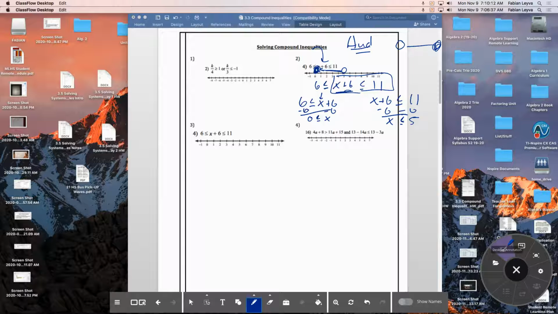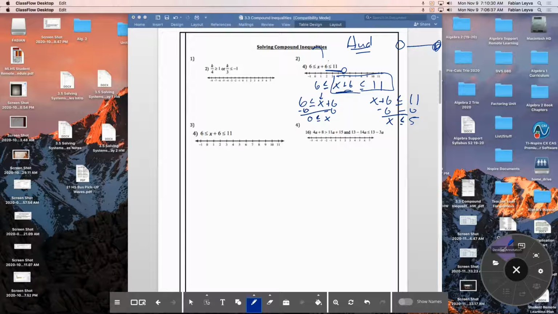All right, I'm looking at my next one here. I have 6 is less than or equal to x plus 6, which is less than or equal to 11. I see that I copy and pasted the exact same one, so I'm going to ignore that one. Saved us some time there. I think I did at least. Yep. All right, so now one more example and we'll call it good.